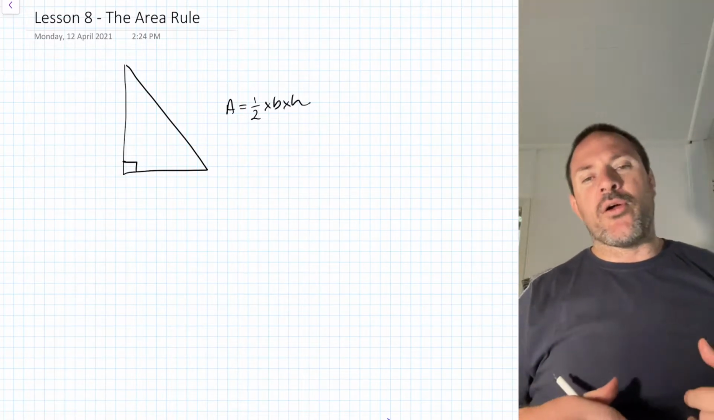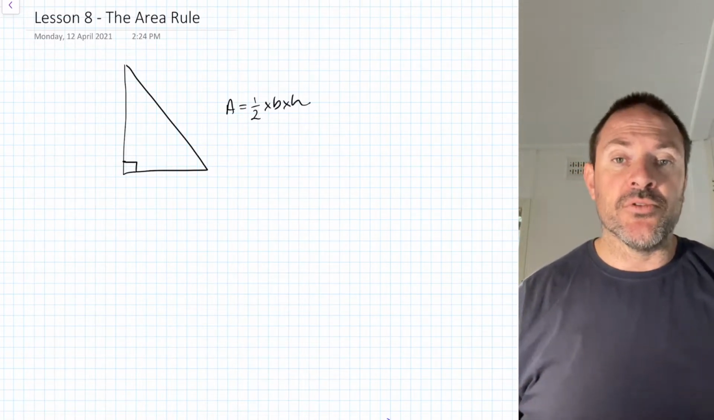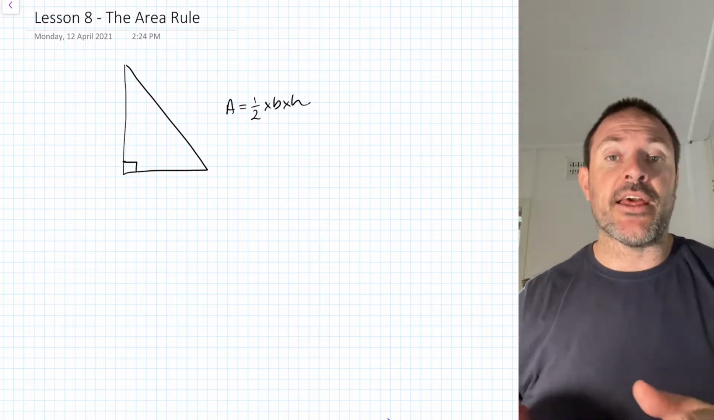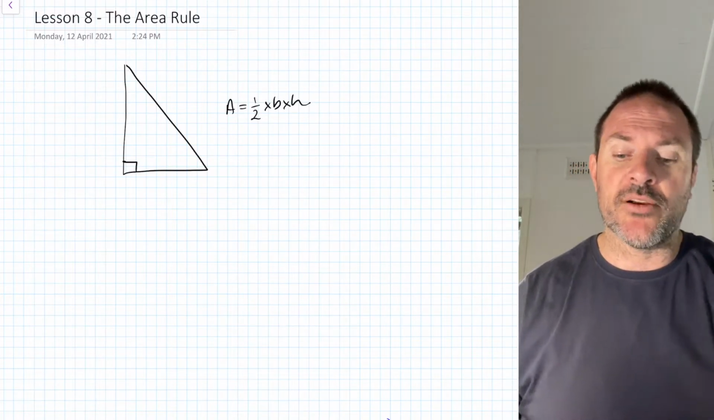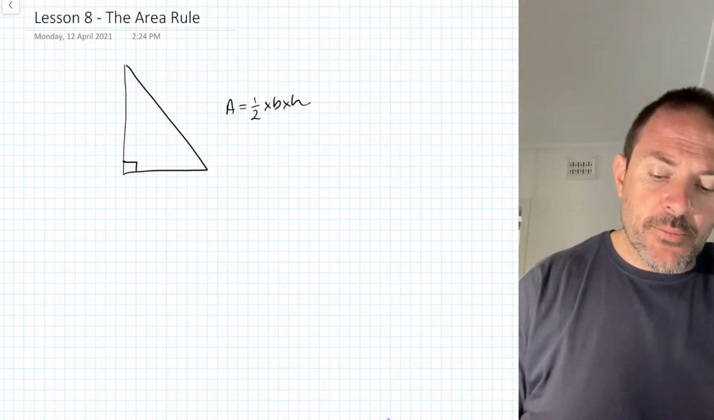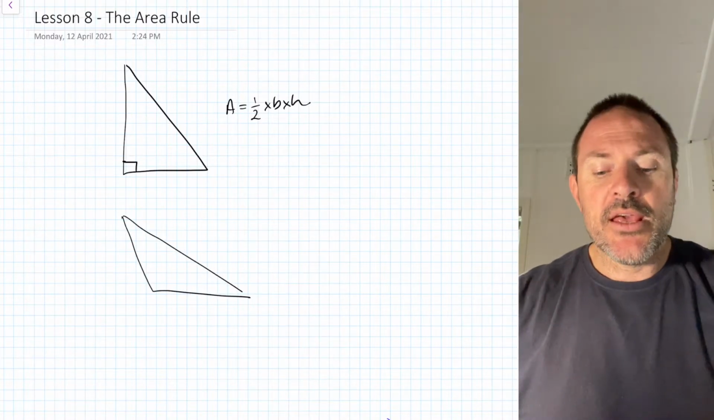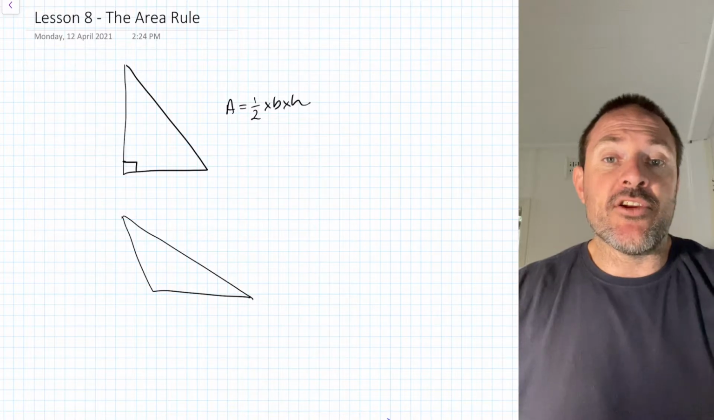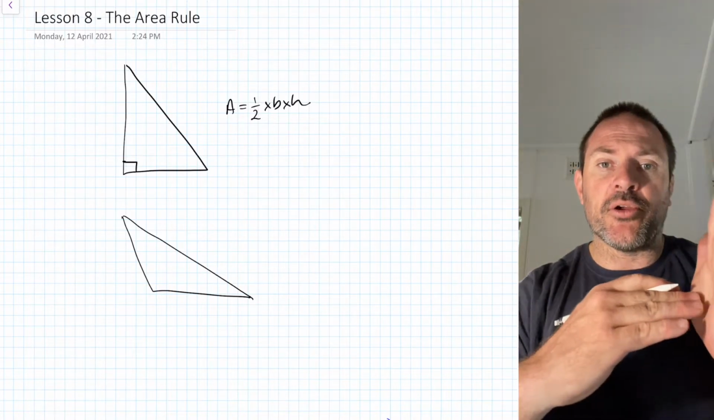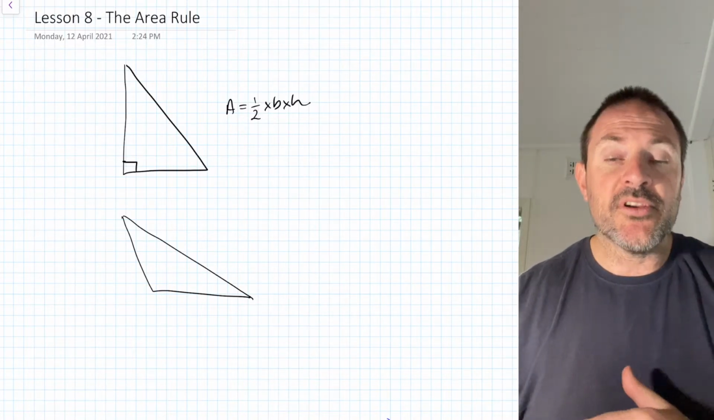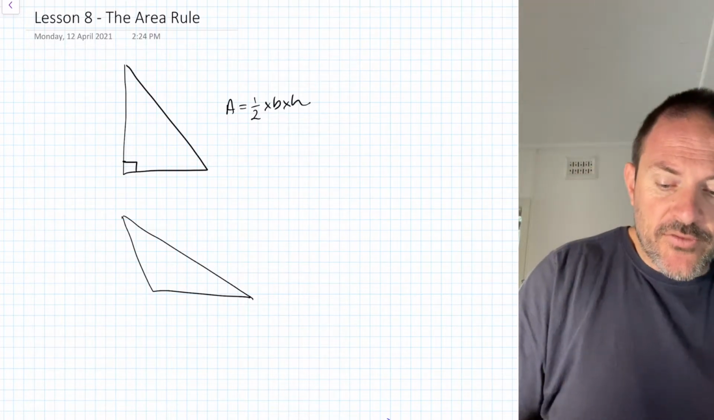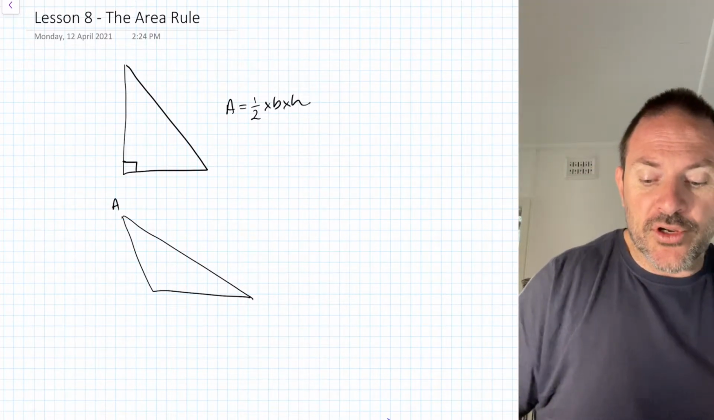Now, I'm not going to go into the ins and outs of how to find this rule. We don't have time for that, but certainly later on, if you want to investigate it, you're most welcome to. The problem is we might have a question that looks like this, and no longer is there a perpendicular height or a 90-degree angle, so we can't use that rule. So we need to use a second rule. That's what we're looking at with non-right angled trigonometry.